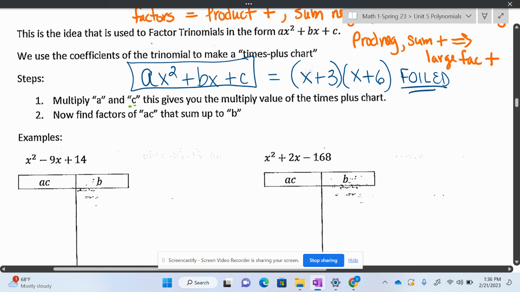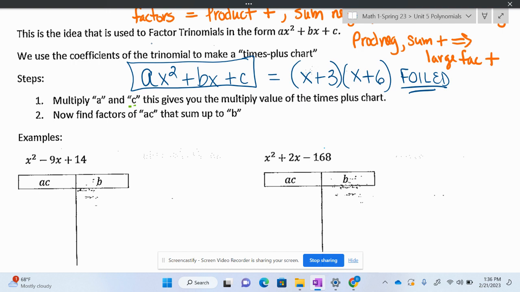Well, that means that using this ax squared plus bx plus c, which is the standard form, we're going to fill out a times plus chart, right? So we are going to take a and multiply it by c. That's where this number right here is going to come from. That's why I wrote ac. That's a product, a times c. B is the middle term, B, okay? And we're going to play the same game. What two numbers can I multiply together to equal this, that when I add, I get this, okay? So same game, but it's solving a trinomial.